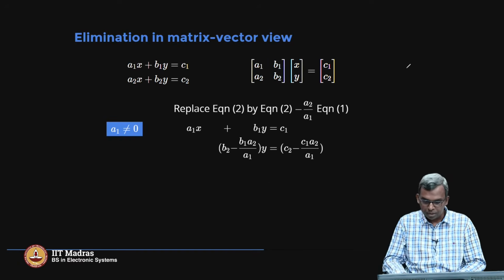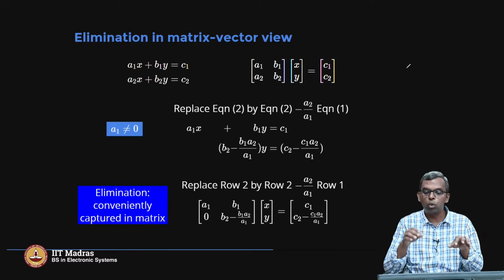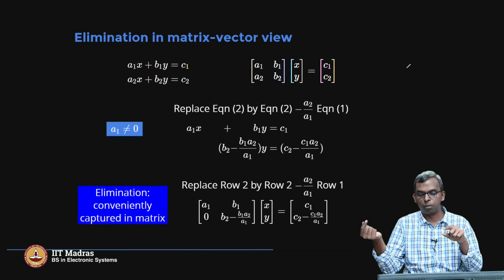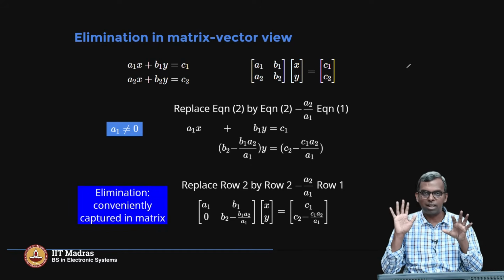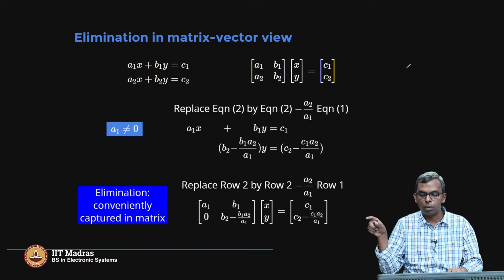You can capture this also in the matrix form. Okay, so how do you conveniently do it? The row 2 of the matrix, the second row of the matrix is replaced with row 2 minus a2 by a1 into row 1. That's the idea. So when you do that, only the coefficient matrices x and y remain the same, right? The coefficient matrices are replaced by row 2 minus a2 by a1 into row 1. So you can just directly write it as a1 b1 0, b2 minus b1 a2 by a1, and then c1, c2 minus c1 a2 by a1.